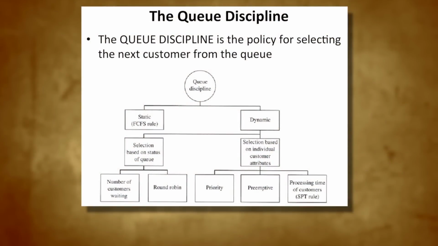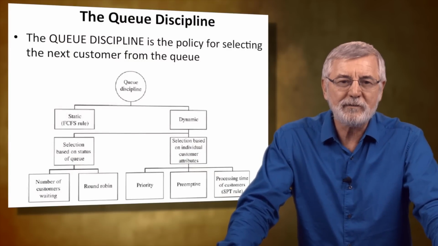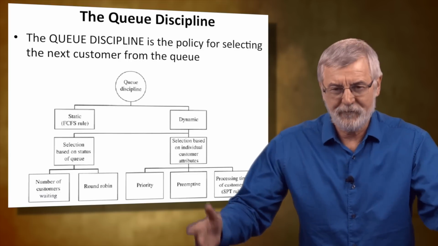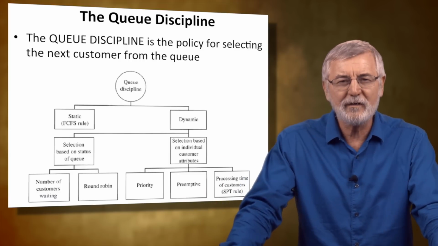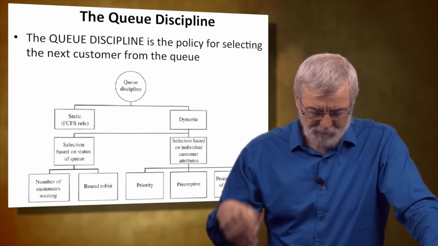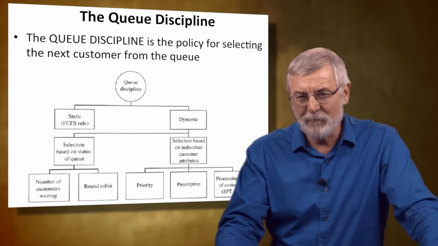There's also something called the queue discipline, which is the policy for which the person is selected from the queue, the next customer who gets served. The most common queue discipline is FCFS. What is that? It's first come, first served. That's a fair kind of queuing model. It says that the person who has been next in line should get served next. But that isn't always the case.